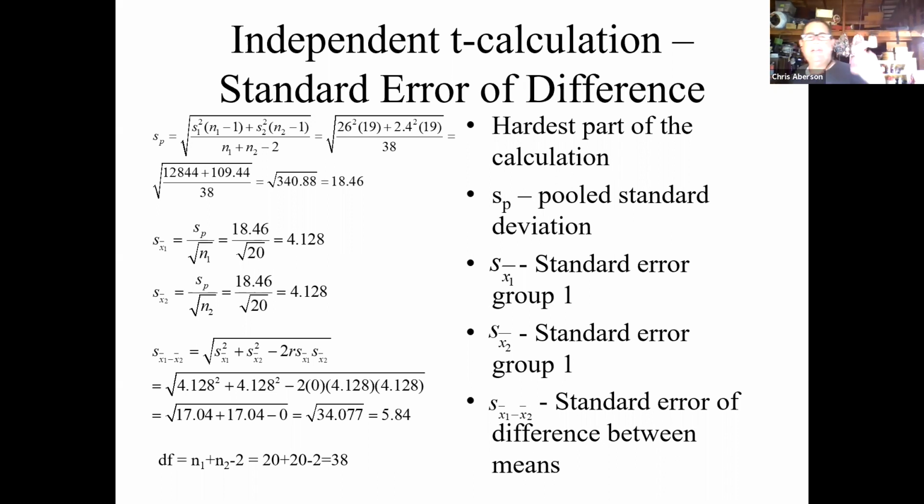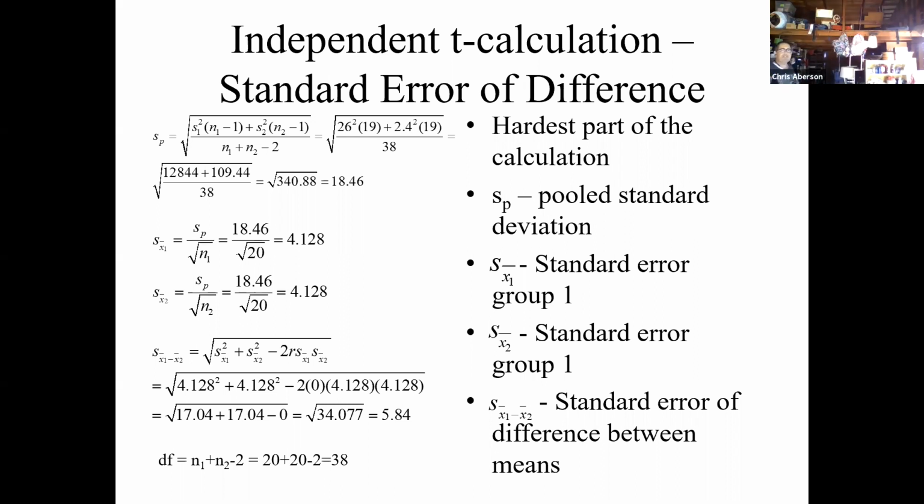Finally, the last part here is the standard error of the difference between the means. That's the first standard error plus the second standard error, both of them squared, minus 2 times R times the two standard errors. What's R here? R is the correlation between our two groups. And this is something that actually for every independent samples t-test is going to be exactly 0. It's going to always be 0 for independent samples t-tests.